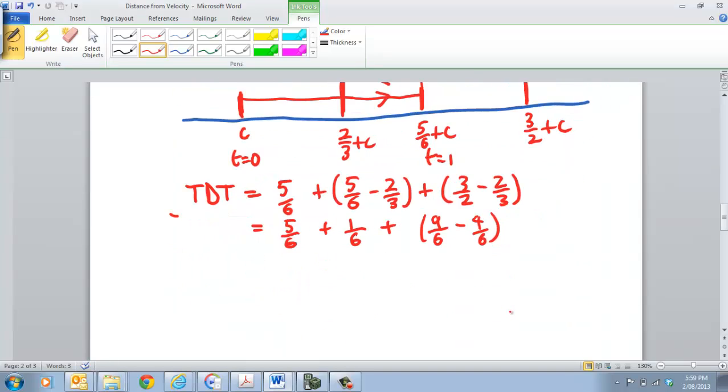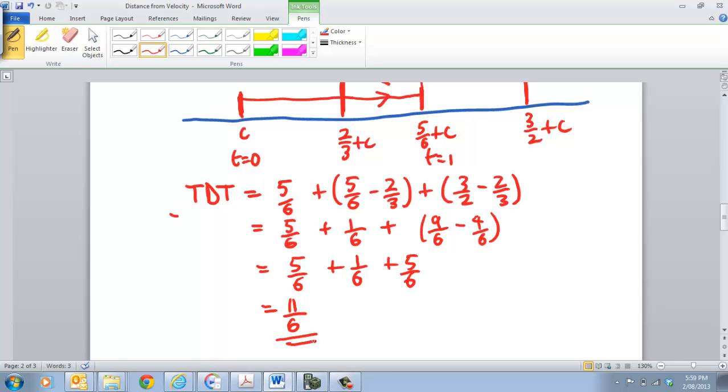Right, so then that's going to give me a value of 5 on 6 plus 1 on 6, plus 5 on 6. So then that will give me a total distance travelled of 11 on 6. Okay, got the idea in terms of what we're doing there? So that's the long way of doing it.